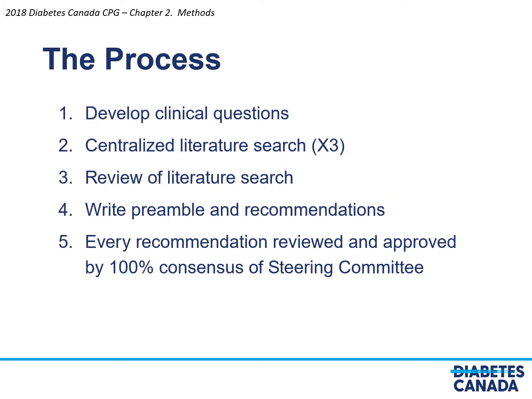This process involved multiple steps. Step number 1, developing clinical questions. Number 2, a centralized literature search that was updated 2 times. Therefore, we had 3 literature searches. Number 3, a review of the literature by a third party or an evidence center that screened for all relevant citations. Number 4, writing preamble and recommendations. Number 5, a process in which every recommendation was reviewed and approved by 100% consensus at the steering committee level.